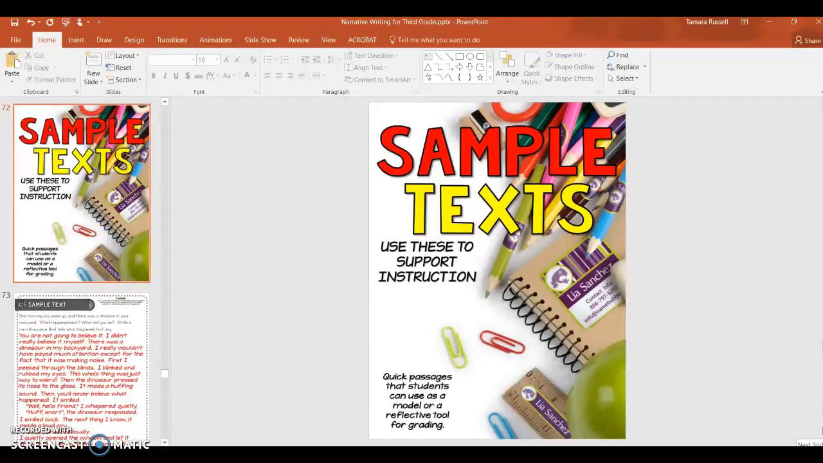I do have some sample texts for you. These are texts that I wrote, quick passages that students can use as a model or reflective tool for grading. And it's really important that you give students these kinds of things to look at so that they can self-evaluate and see if they are coming close to the goals that you've set for them.